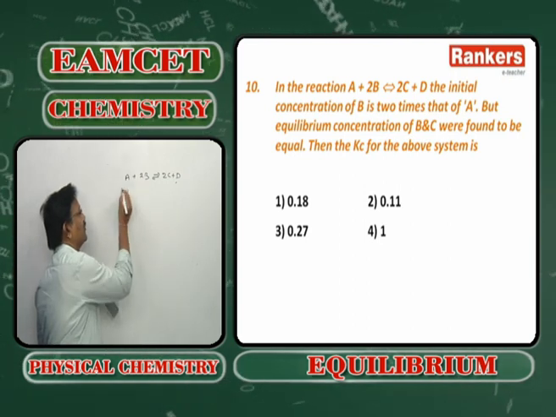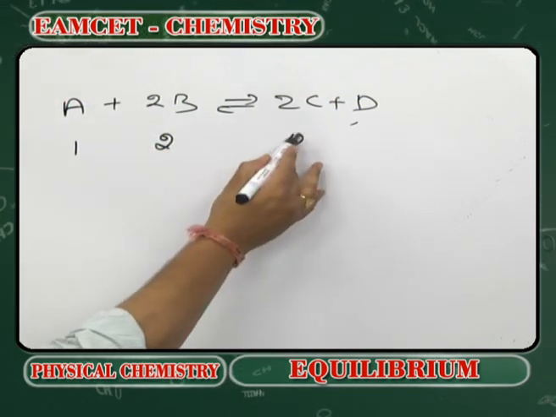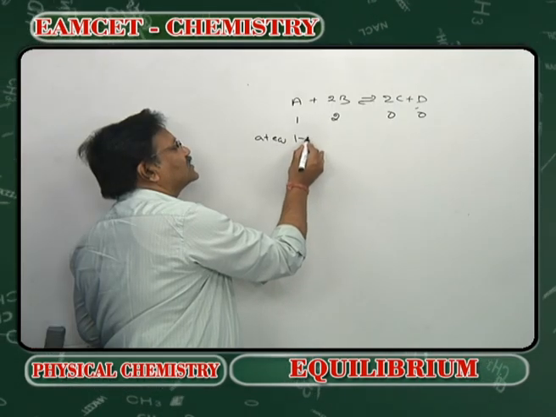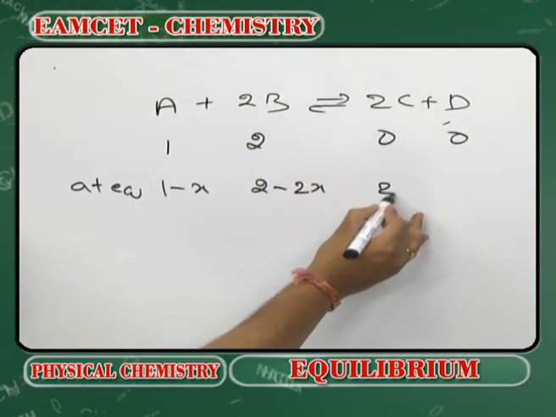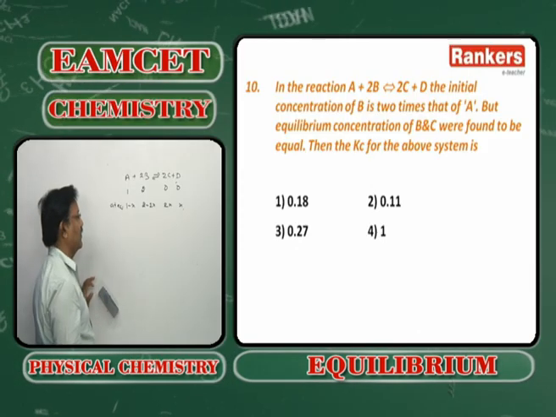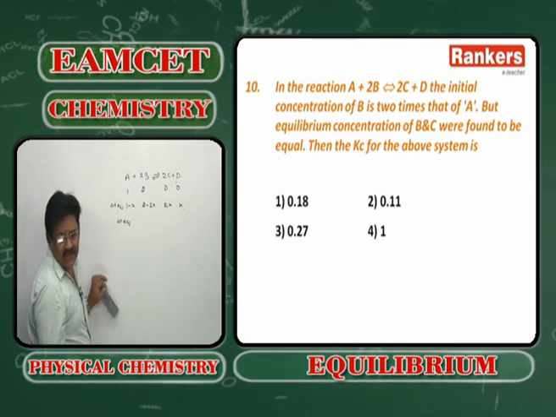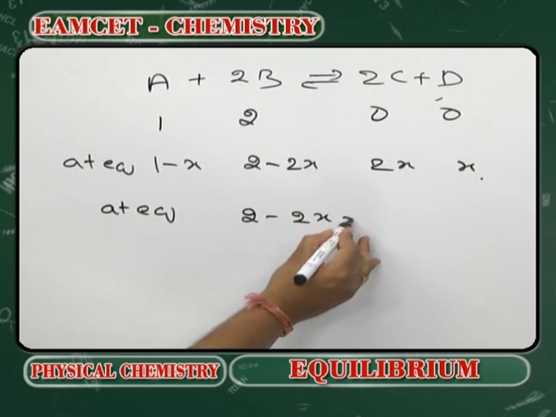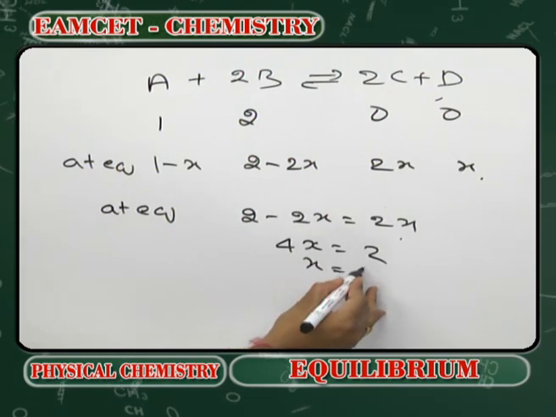Let the initial concentration of A be 1, so B is double that of A, 2, 0, 0. At equilibrium it will be 1 minus x, 2 minus 2x, 2x, x. What is the given hint for us to calculate the x value? At equilibrium, the concentrations of B and C are equal. 2 minus 2x is equal to 2x, that is 4x is equal to 2, x is equal to 0.5.